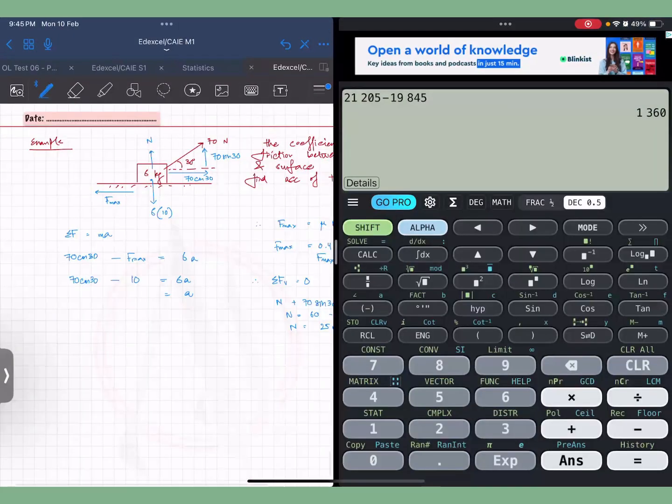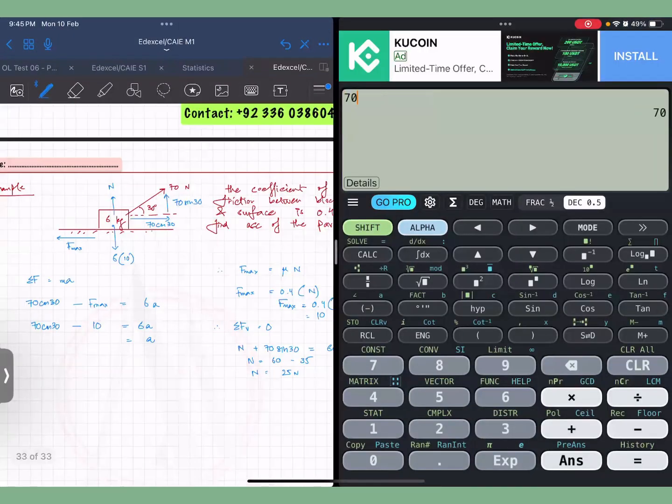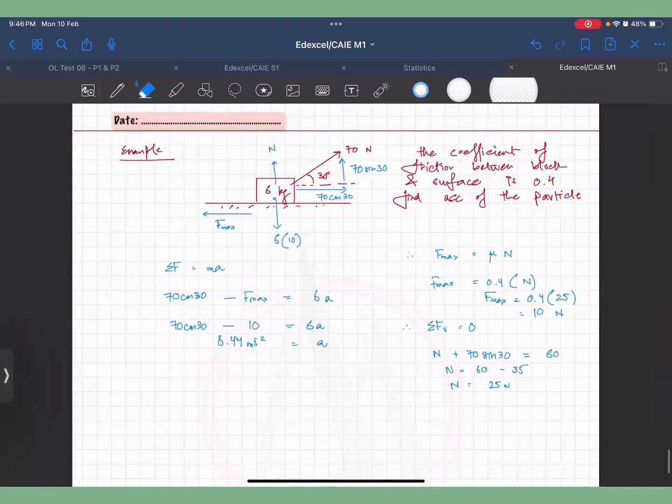So look, everything is now interconnected. 70 cos 30 minus 10, divided by 6. So the acceleration of this object is 8.44 meter per second square. 0.4 times 25 is 10. Okay, this is the final answer.